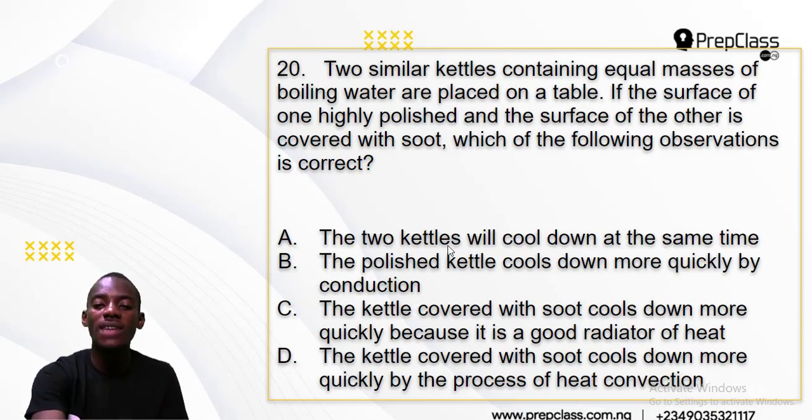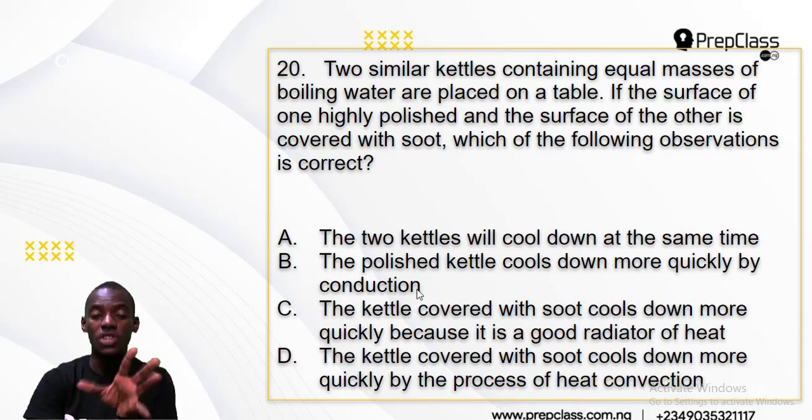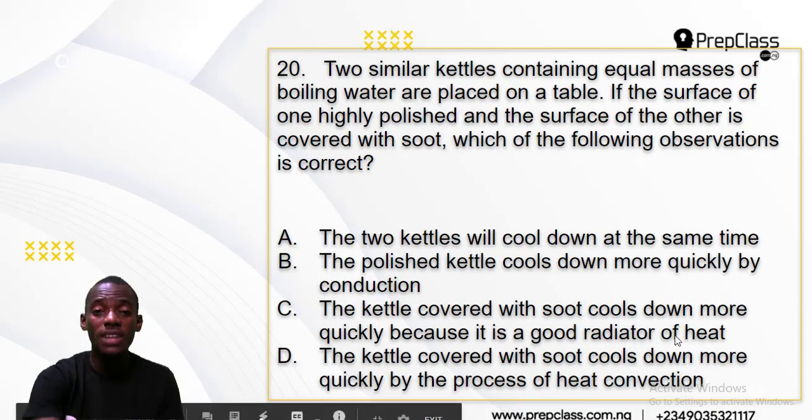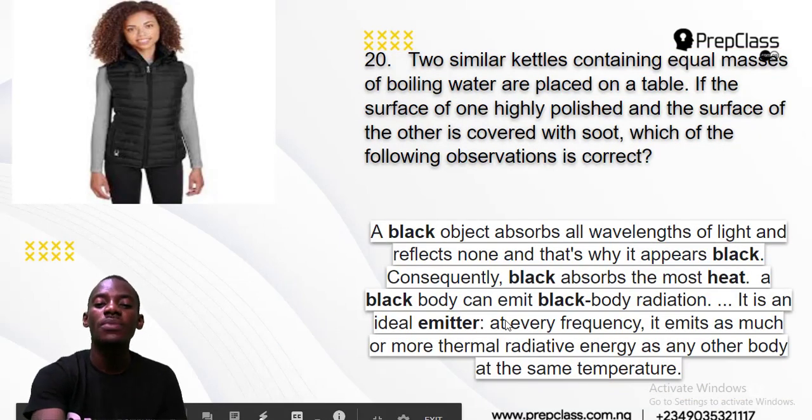The first option says that the two of them will cool at the same rate. That's a lie. The second one says the polished kettle cools down more quickly by conduction. The one without soot is polished. Will it cool down more quickly? Then C says the kettle covered with soot cools down more quickly because it is a good radiator of heat. Is that true? The kettle covered with soot cools down more quickly by the process of heat convection. Is that true? Now let's check it out. Take note of this explanation.